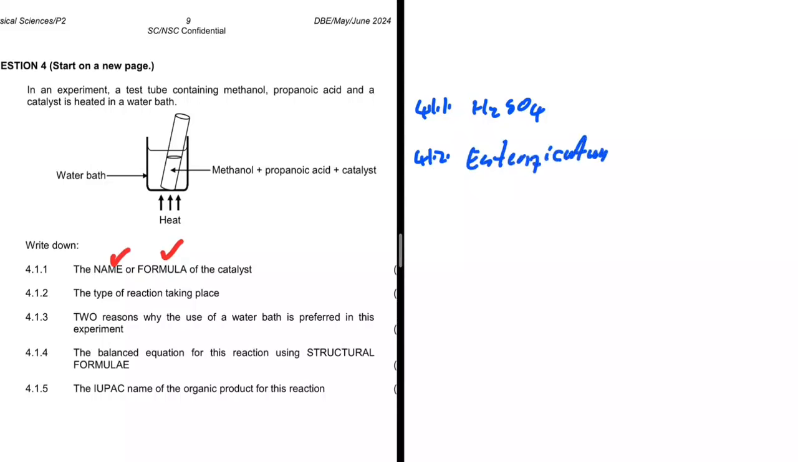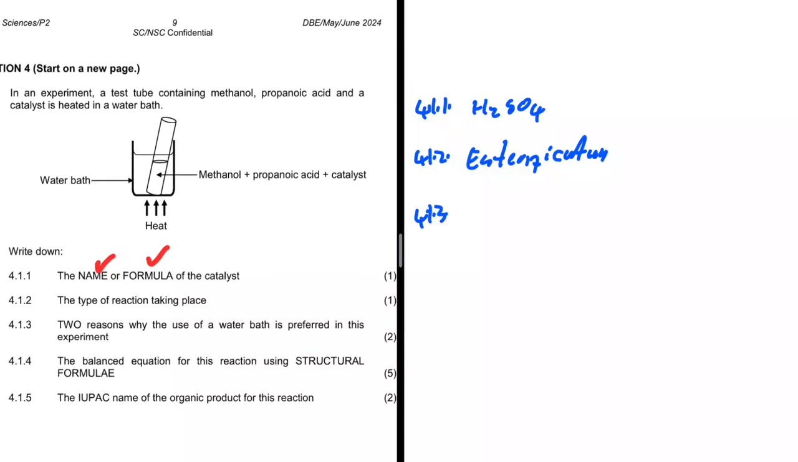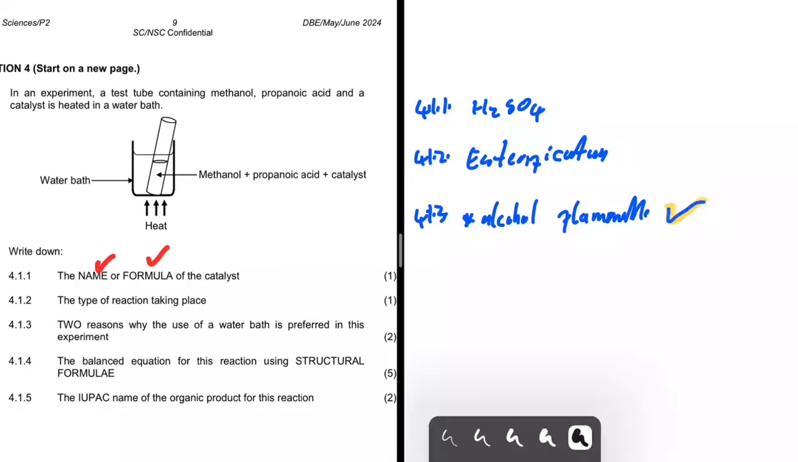That is 4.1.2. And then 4.1.3, 2 reasons why the use of a water bath is preferred in this experiment over direct heat. One of the reasons is because alcohol is extremely flammable, right? So there we go. That is one reason. Alcohol is flammable. So if you put it directly on heat, then it's going to burn, and that's not what we want. So that is one reason why we use a water bath over putting the reactions on heat themselves.